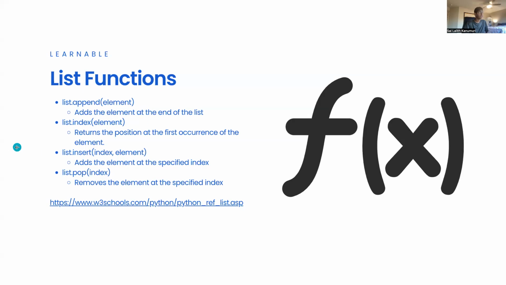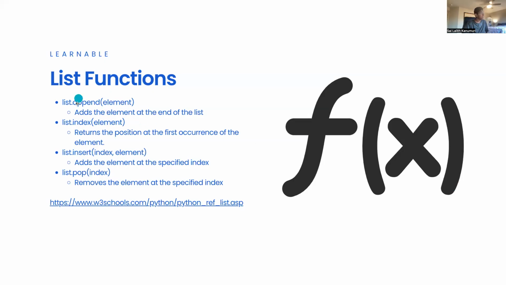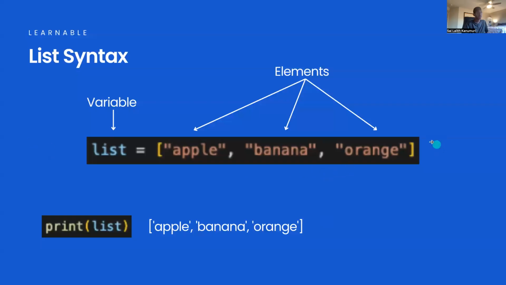For example, in this previous example, if you want to add strawberry to this, you do list.append, start quote, strawberry, end quote, right here. And it adds the element to the end of the list. So you'll put a comma and it'll put the element right there. It'll automatically do it itself.